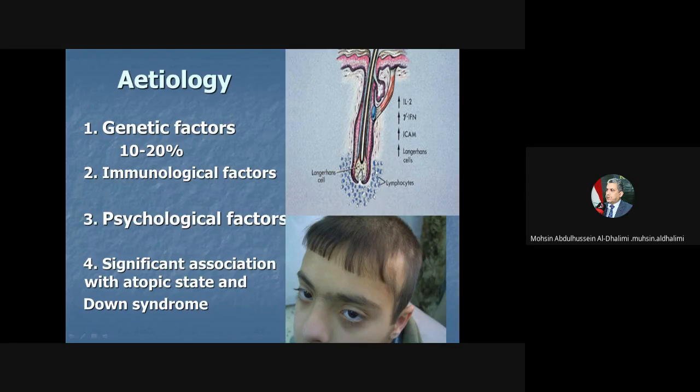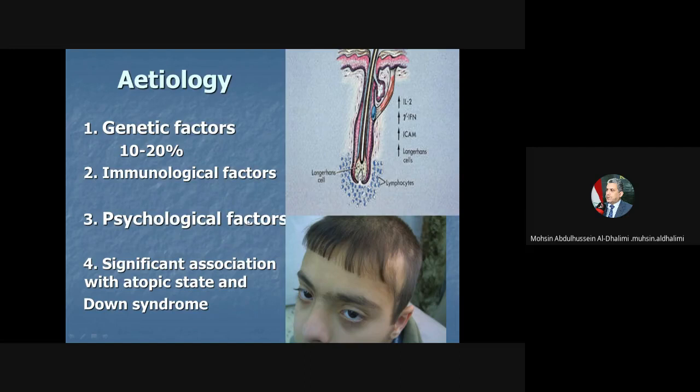The exact antigen مثل ما قلنا يعني it is unknown, but some authors think that it is related to the melanocytes that are found in the hair bulb. The genetic factor is important. About 10 to 20% of patients have positive family history. Immunological factors, we have indirect evidence. First, the presence of lymphocytes on histopathology and association with other autoimmune diseases like vitiligo, psoriasis, thyroid disorders.